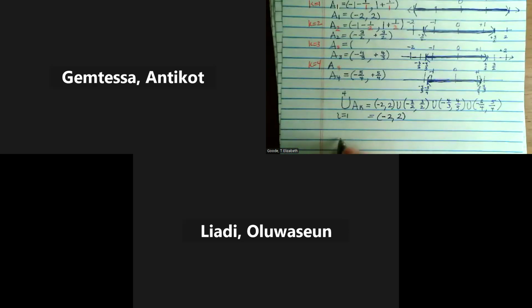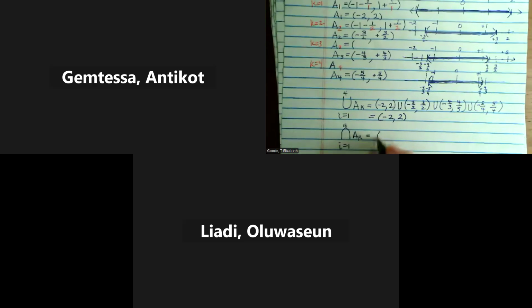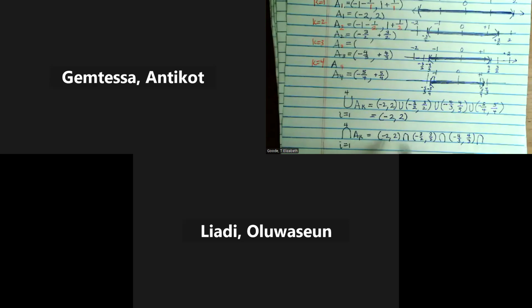What about when we take the intersection? We're looking for the x's that are in all of these, because that's what intersection means. It's an and operator. We're looking for x that is in this set, and in this set, and in this set, and in -5/4 to +5/4.